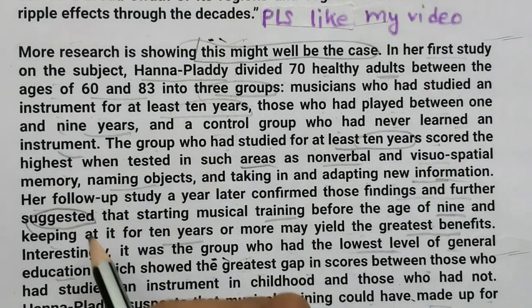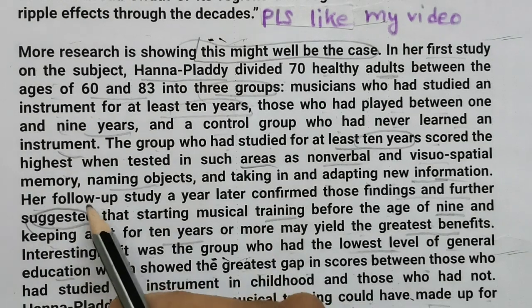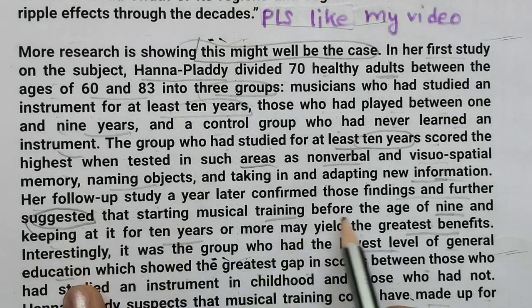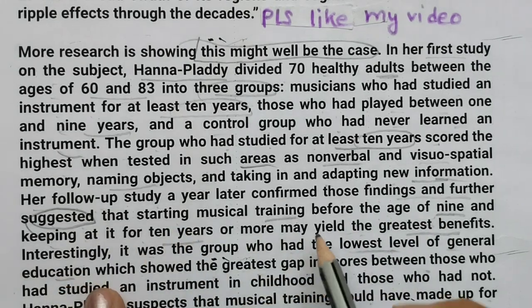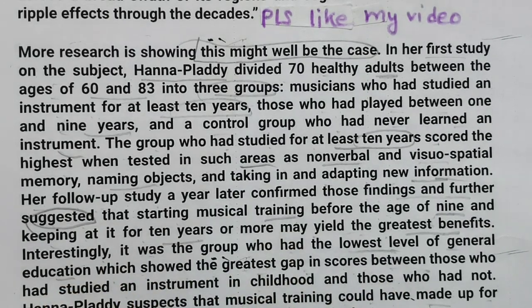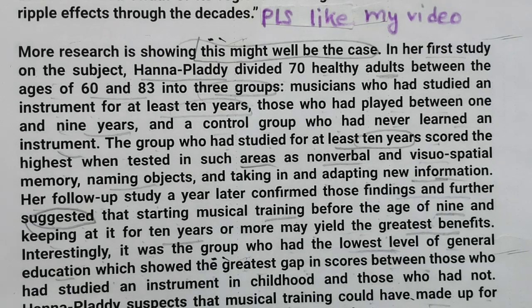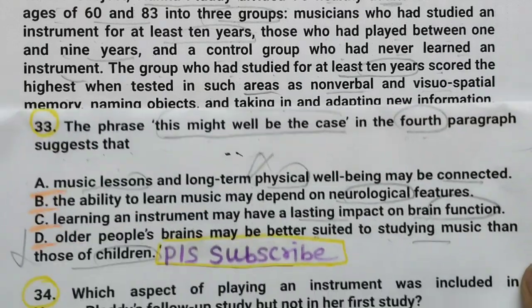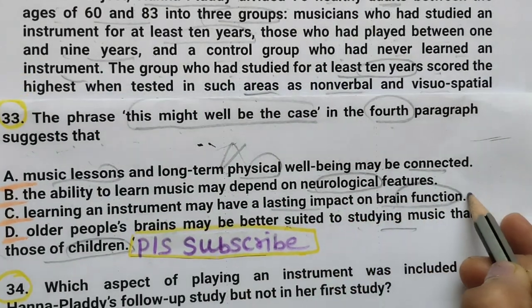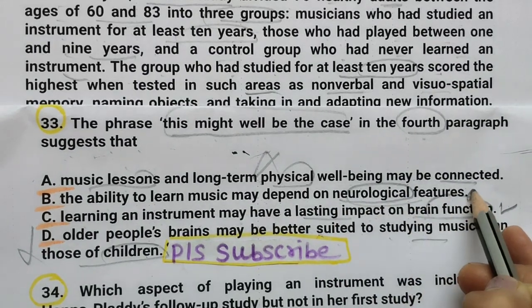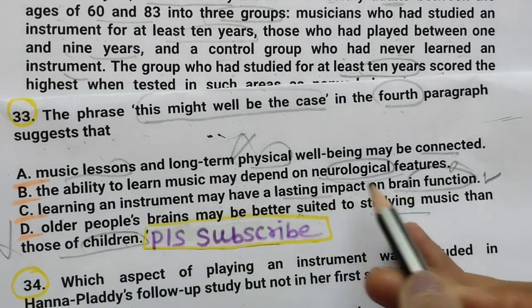Her follow-up study confirmed those findings and further suggested that starting musical training before the age of 9 and keeping it for 10 years may yield the greatest benefit. Interestingly, the greatest gap was between those who had studied in childhood and those who had not. I think they are talking about people who had cognitive stimulation. It may have a lasting impact on brain function, and the exact neurological features may depend on this.